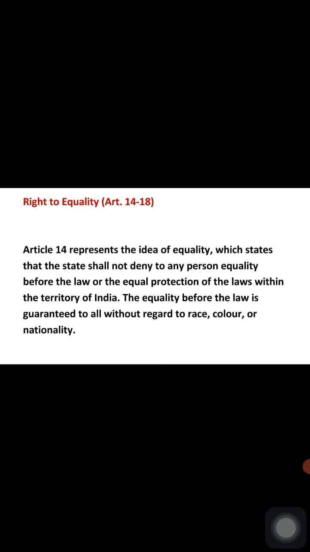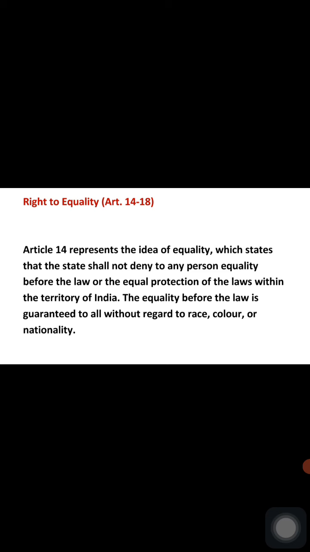First one, right to equality. This equality comes under the Article 14 to 18. Article 14 represents the idea of equality, which means that every state shall not deny to any person equality before the law, whether it's discrimination on the basis of gender or race or color, it will not be allowed, and all are equal in front of the law.